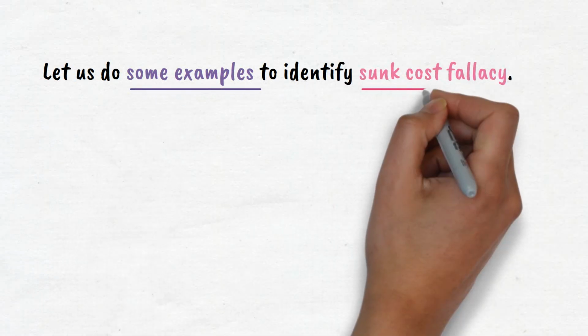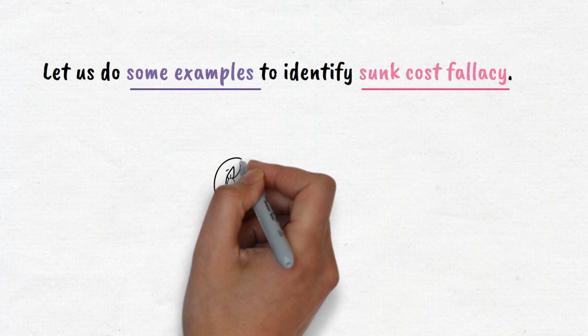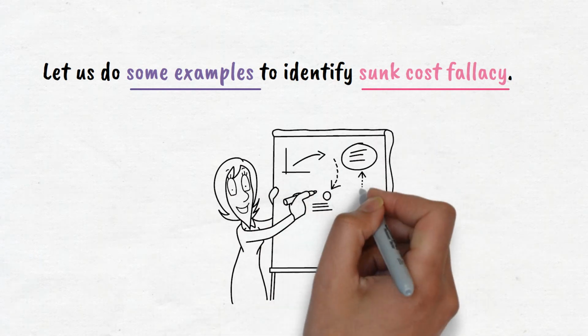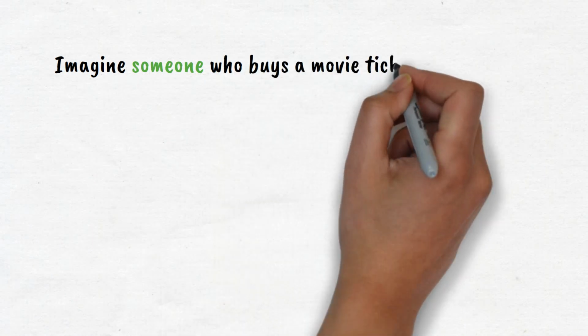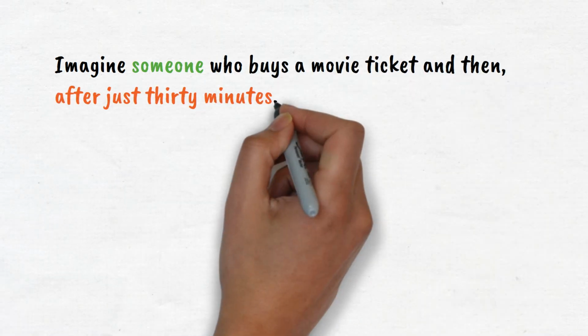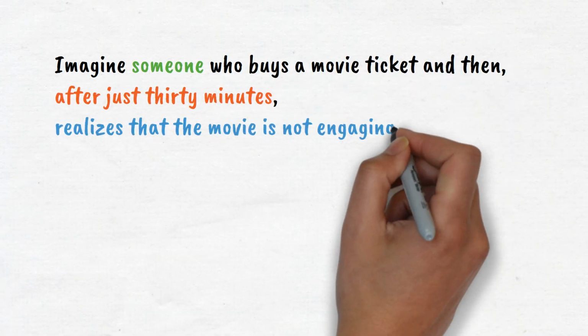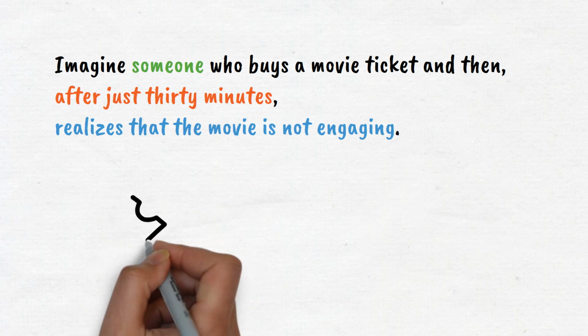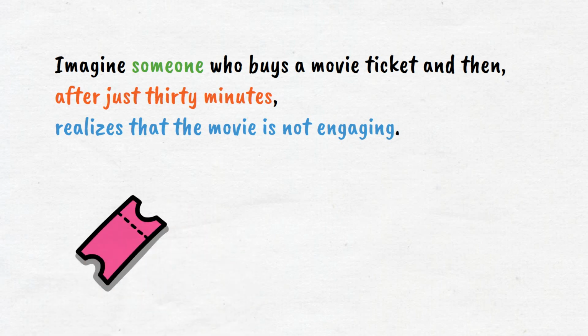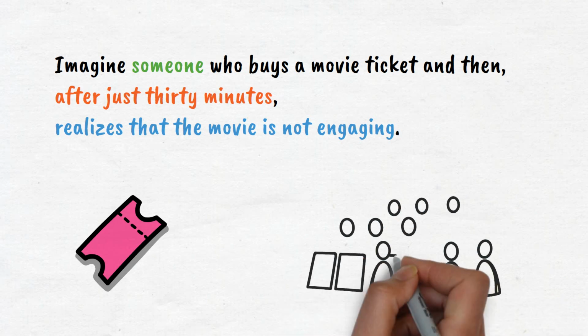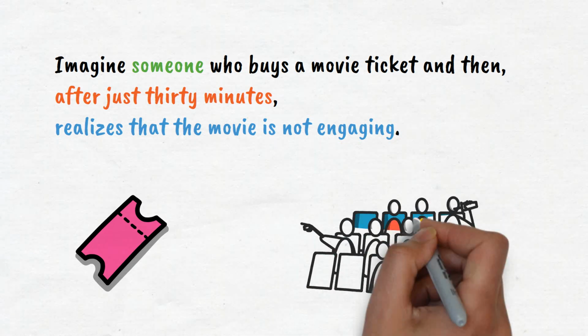Let us do some examples to identify sunk cost fallacy. Imagine someone who buys a movie ticket and then, after just 30 minutes, realizes that the movie is not engaging. Even though they know it's not worth their time, they still watch it because they don't want to feel like they wasted their money.